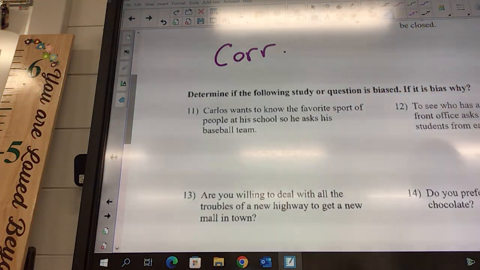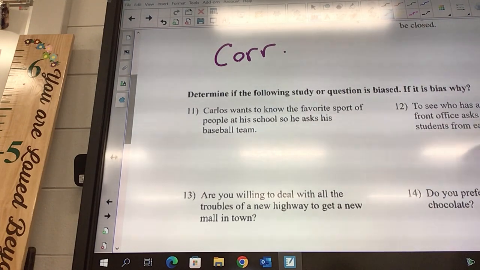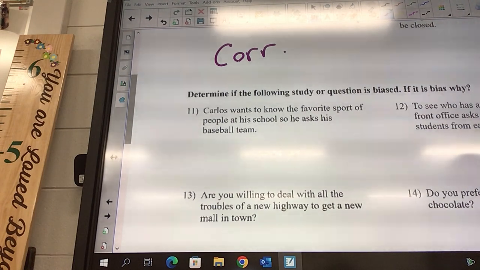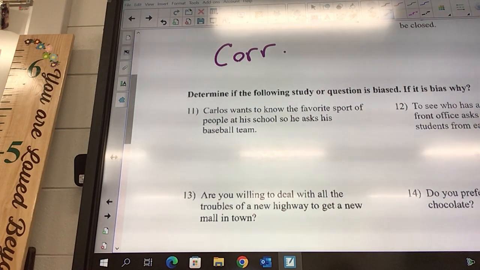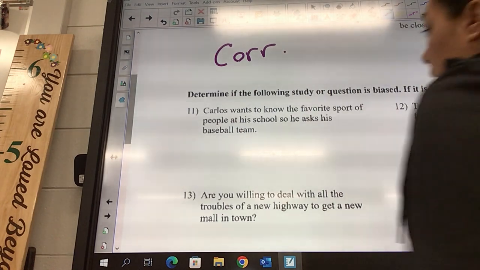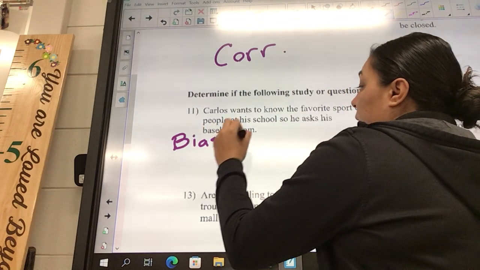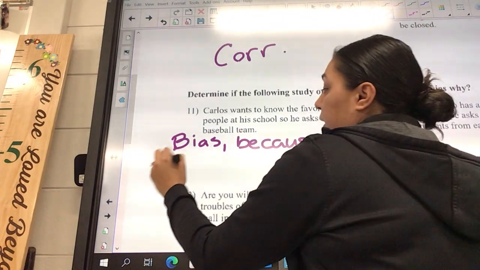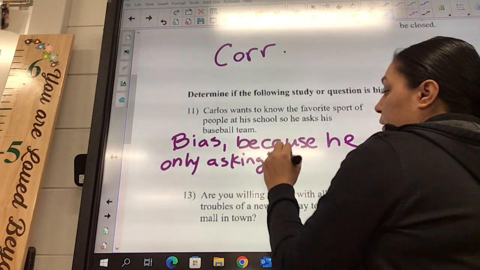Okay, the next section on here says, determine if the study or question is biased. So Carlos wants to know the favorite sport of people at his school. So he asks his baseball team. Is that biased? Yes or no? Why? He's asking a specific kind of kid. Okay. So it is biased because he's only asking the baseball team.